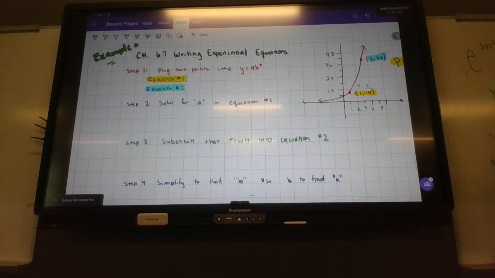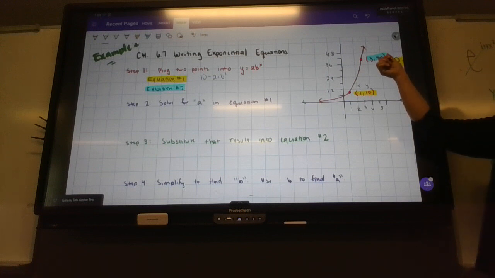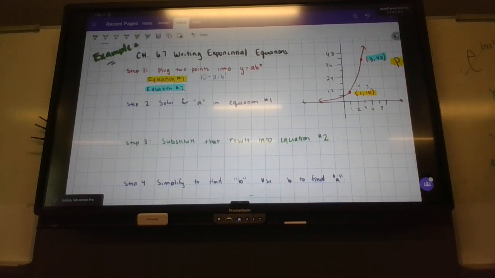So then equation 1, it'll be this x down here and this y. So that would be 10 equals a times b to the first power. And then I'll make another equation with the other ordered pair in the graph. And that one would be 40 equals a times b to the third. So just plugging in x and y.